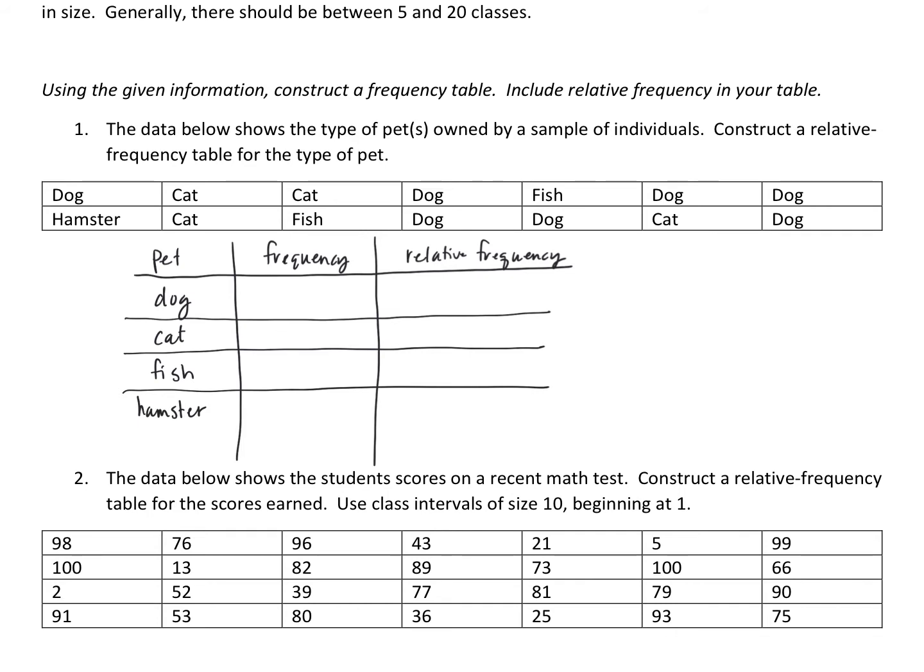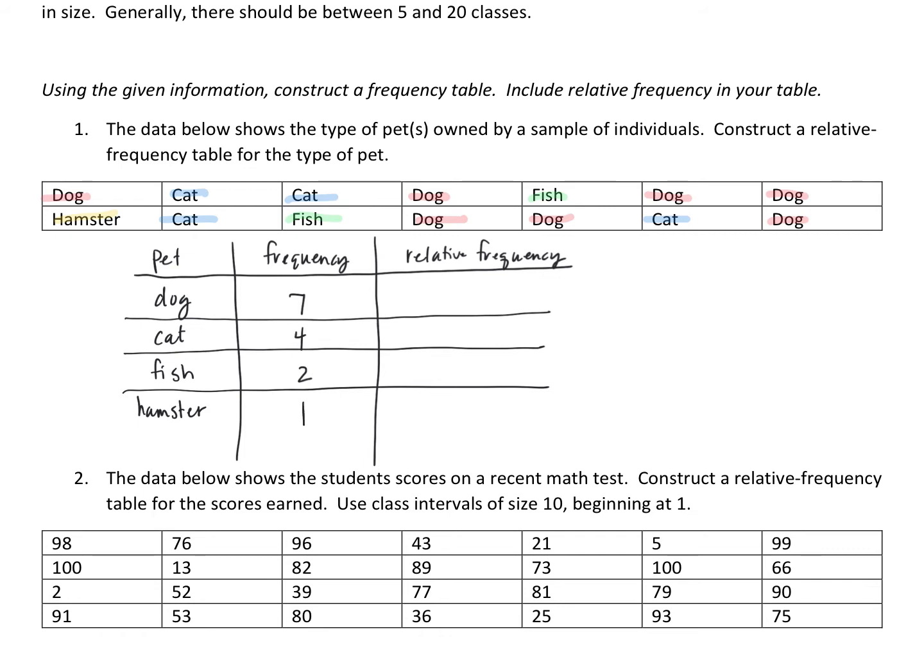And now we want to fill in the frequency. So for dog, we're going to count how many times we see dog. So 1, 2, 3, 4, 5, 6, 7. So there are 7 people that responded that they have a dog. Okay, next we're going to count cats. So 1, 2, 3, 4. So I counted 4 cats. And then we're going to count fish. So 1, 2, so 2 fish. And then there's only 1 hamster left. So there's a hamster. So 1.